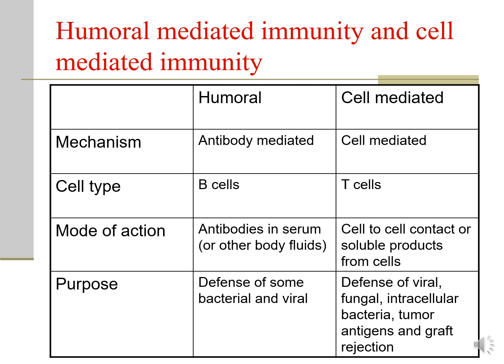Let's go ahead and compare humoral versus cell-mediated immunity. You can see there that humoral immunity is antibody mediated. It involves the B cells. The mode of action is antibodies in your serum or other body fluids, and the purpose is to defend the body against some bacterial and viral infections. Cell-mediated immunity is cell mediated. The type of cell usually involved in cell-mediated immunity is the T cell. The mode of action is cell-to-cell contact or soluble products from cells, in other words, what's released from the granules of cells. And the purpose of cell-mediated immunity is to protect a person from viral, fungal, intracellular bacteria, tumor antigens, and graft rejections.